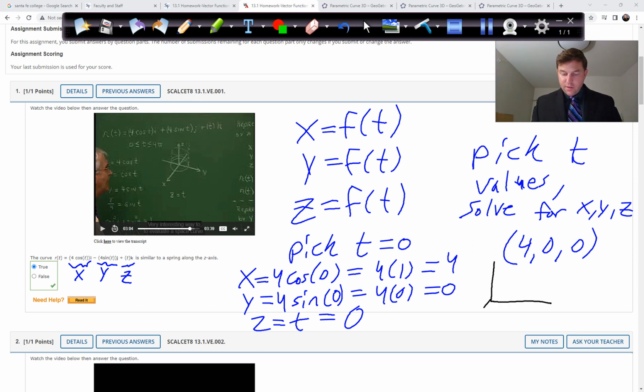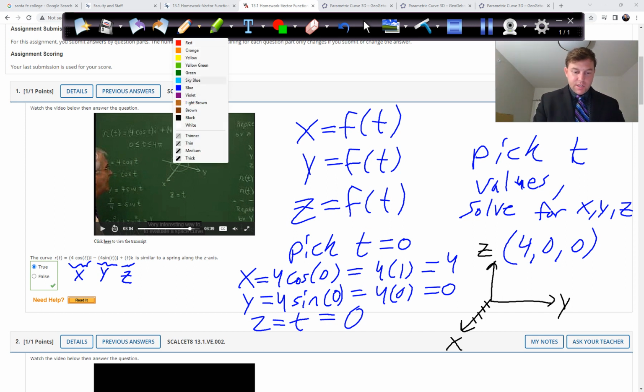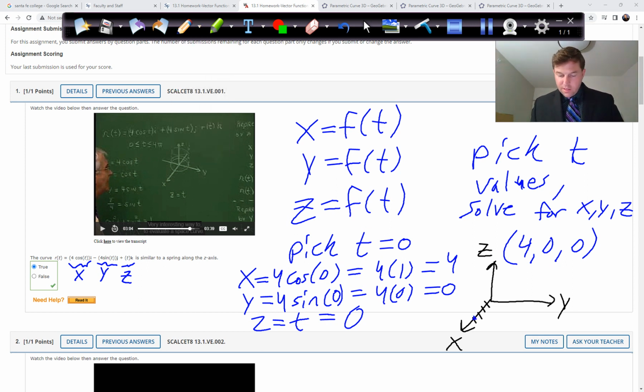So we have x, y, and z. This would be 4 units in the x, 0 in the y, 0 in the z. So this thing's going to sit right here on the x, y plane. But this is why it's cumbersome to plot parametric curves, because you have to do this many times. You have to pick like 10 or so t values just to get the sense of what this curve is doing. And he goes through that, and you can just pick more and more t values.